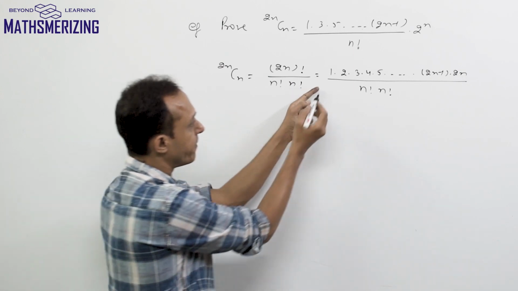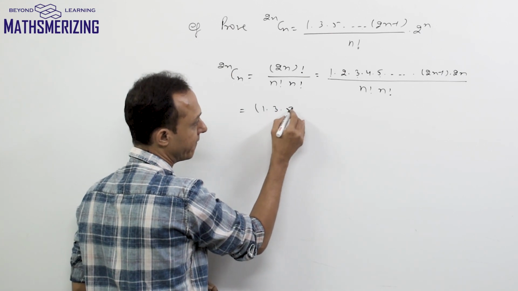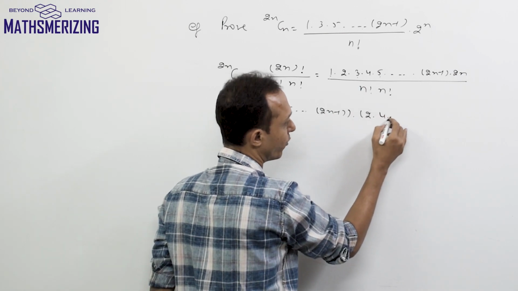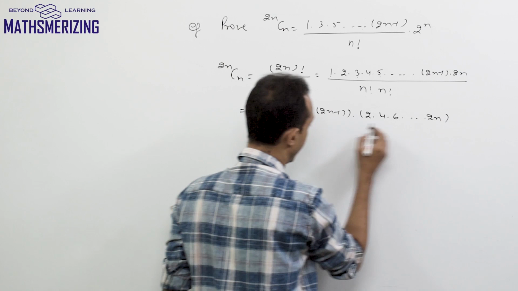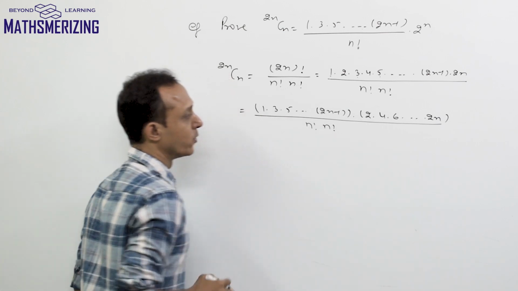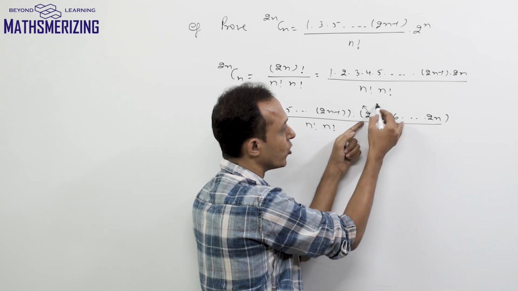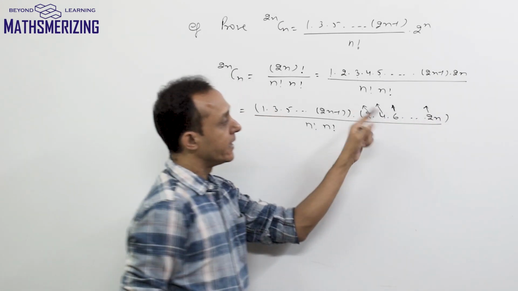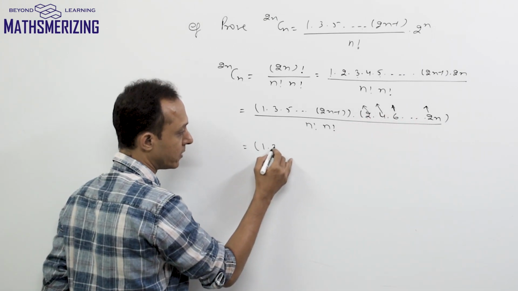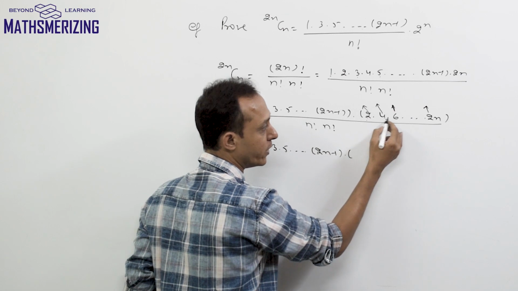Now what I'll do is I'll separate odd terms and even terms. So if I separate odd terms, I'll write it as 1 into 3 into 5 up to 2n minus 1, and here I'll write 2 into 4 into 6 up to 2n divided by factorial n into factorial n. Now in each of these even numbers I can take 2 common. So from each term I can take 2 common. There are n terms, so I'll get 2 to the power n. So I'll write it as 1 into 3 into 5 up to 2n minus 1, and there will be 2 into 2 into 2, n times.